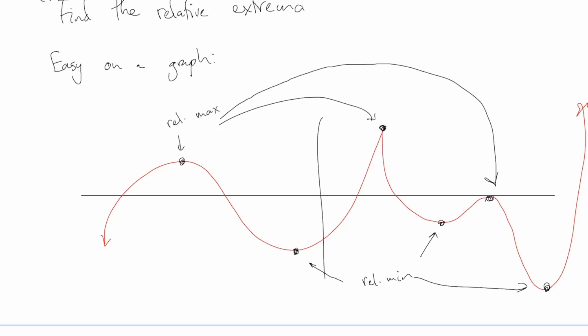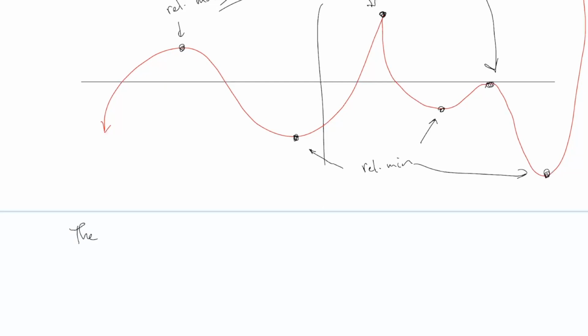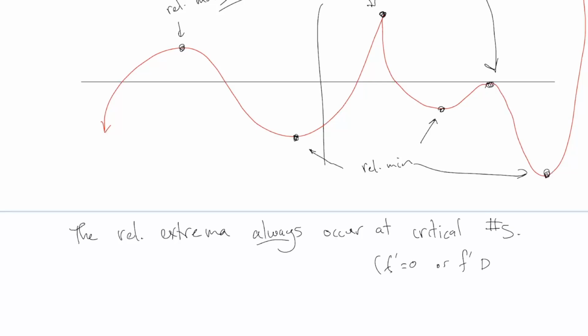Although one thing to notice is those relative extrema, this is kind of an obvious fact once I tell you, maybe even obvious before I tell you, the relative extrema always occur at the critical numbers. Remember the critical numbers, that's when the derivative is 0 or derivative does not exist. F prime equals 0 or F prime does not exist. Right? And it's not a coincidence that all of these extreme values, the minimum and the maximum points, do indeed occur at places where the derivative is 0.